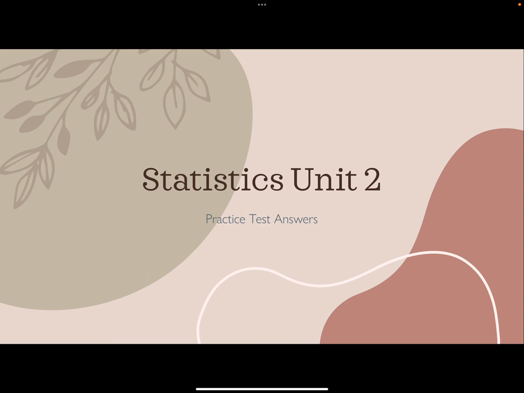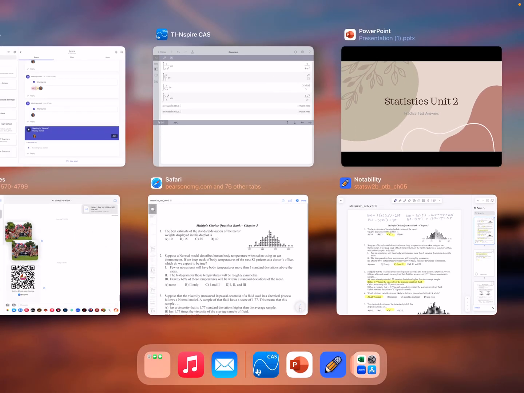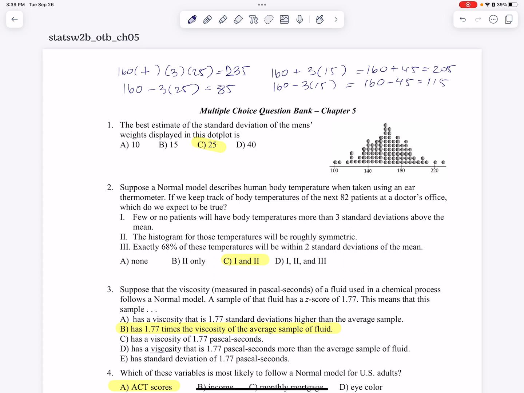This is Statistics Unit 2, Practice Test Answers. First of all, this is the multiple choice practice test that we had, and I've got the free response one right after this. Okay, let's look at here.